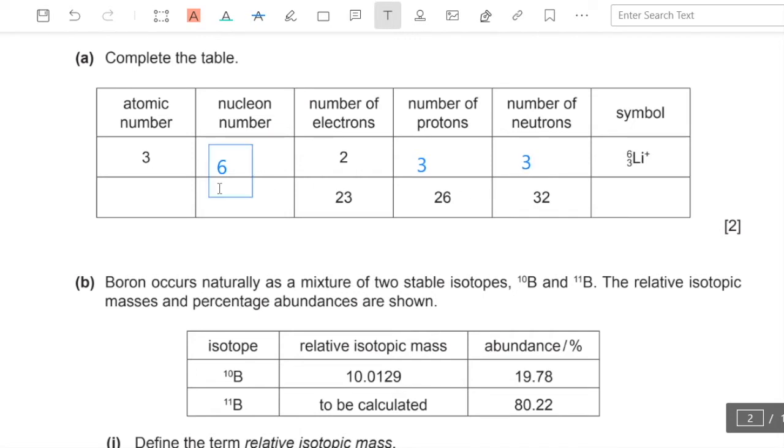So I'll go ahead and write down the nucleon number as 58 and the atomic number as 26.